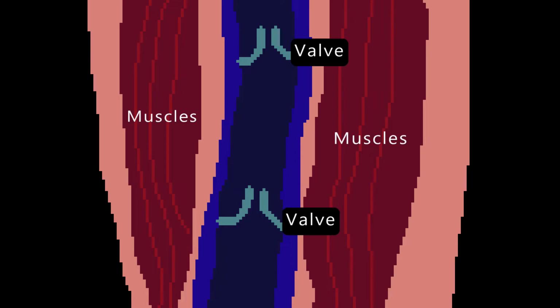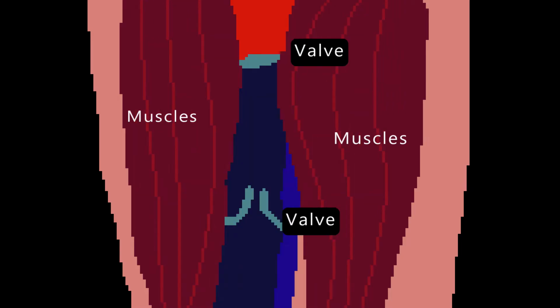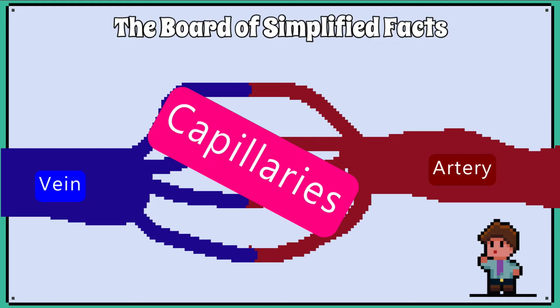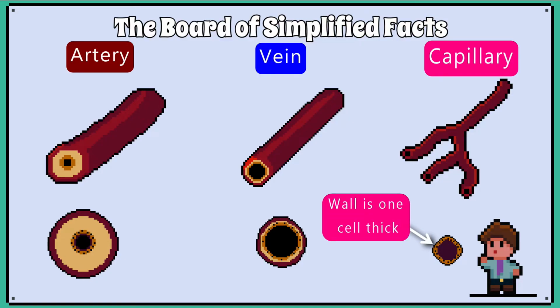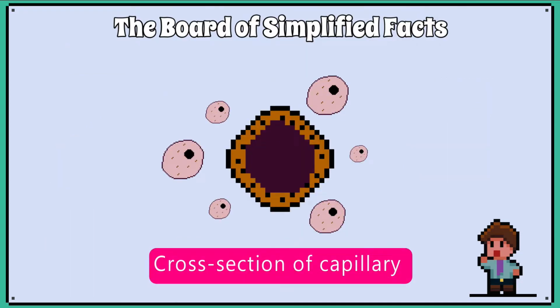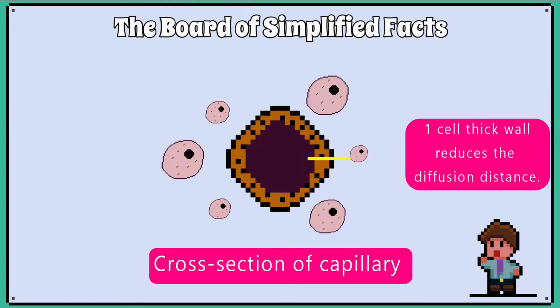Muscle contraction in the legs also helps to keep blood moving by applying pressure to the veins and squeezing the blood upwards. The capillaries are the junction between arteries and veins. They have a very small lumen, and the wall is made of only one layer of endothelium, so only one cell thick. This is to reduce the diffusion distance between the blood, the cells, and the tissues.